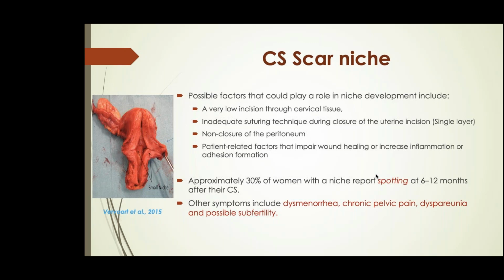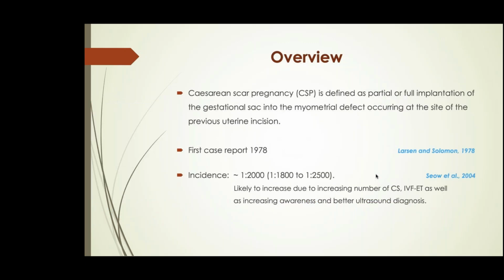Among other factors. Okay, so now we know about the cesarean section niche and how it is formed, and now we come to the cesarean section scar pregnancy, our main topic. It is defined as a partial or full implantation of the gestational sac into the myometrial defect occurring at the site of the previous uterine incision. Simply, implantation at the site of a previous cesarean section scar.